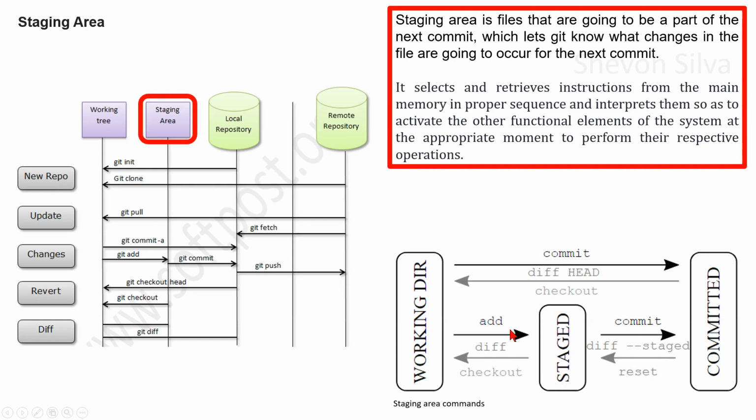Git add path stages all changes in a file. Git add -p path stages while letting you choose which lines to take. Git commit commits the staged change. Git diff shows unstaged changes. Git diff --staged shows staged changes.